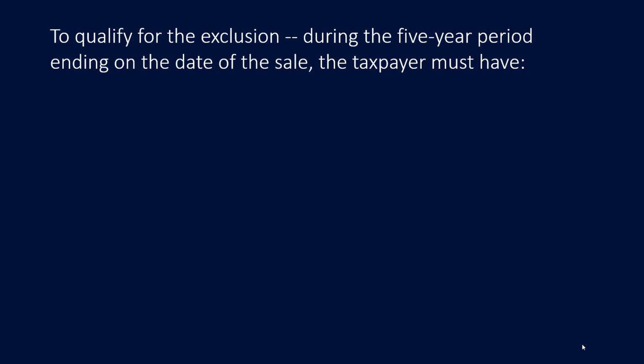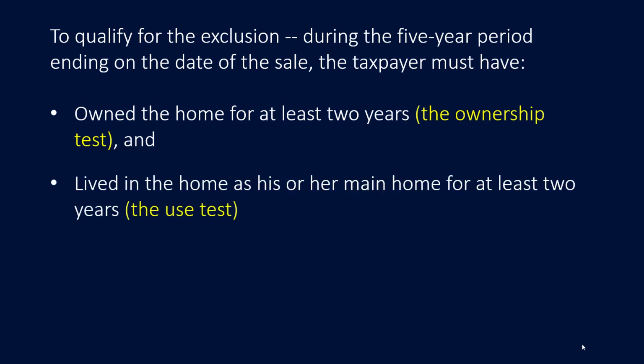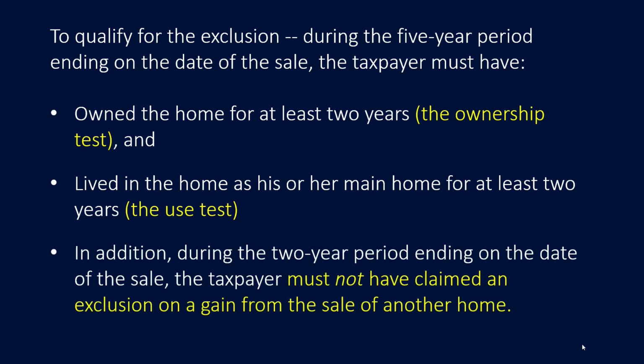To qualify for the exclusion, during the 5-year period ending on the date of the sale, the taxpayer must have owned the home for at least 2 years, this is the ownership test, and lived in the home as his or her main home for at least 2 years, this is the use test. In addition, during the 2-year period ending on the date of the sale, the taxpayer must not have claimed an exclusion on a gain from the sale of another home.